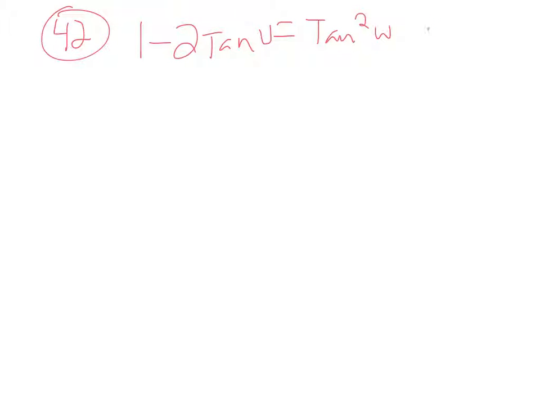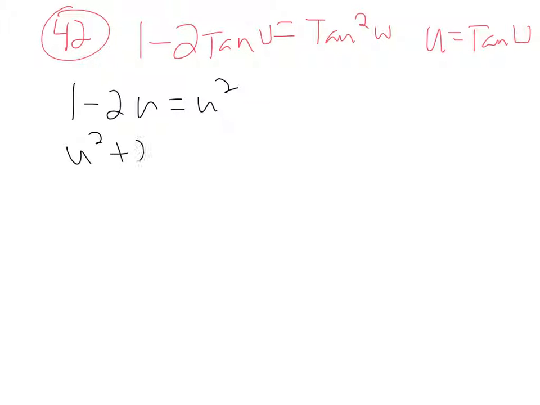If I say that u equals tan of w, I can replace everything and rewrite that as 1 minus 2u equals u squared. Then I see a quadratic equation. I'm going to set it equal to 0, so u squared plus 2u minus 1 equals 0.